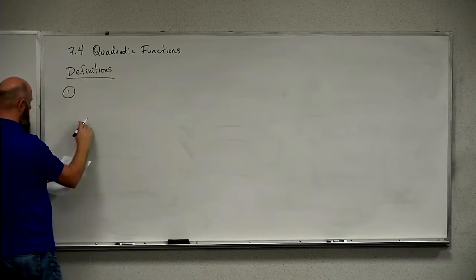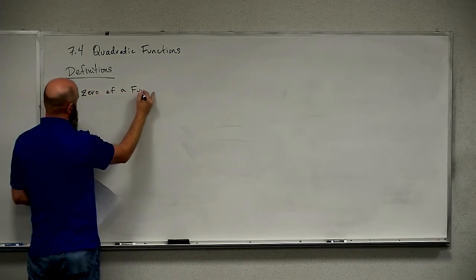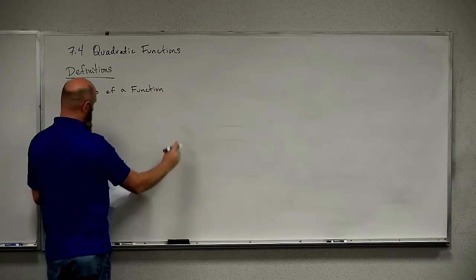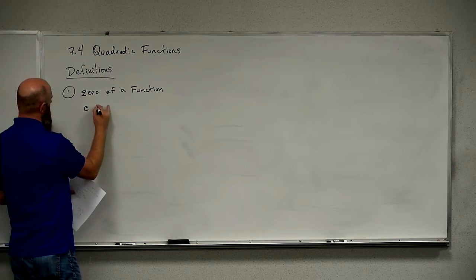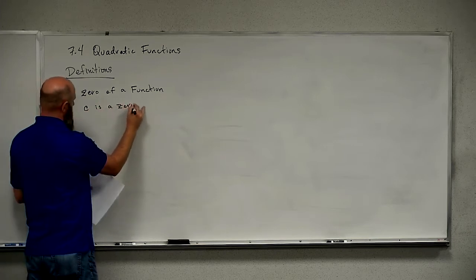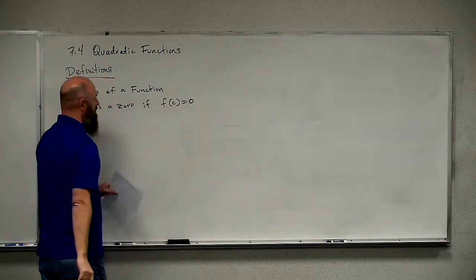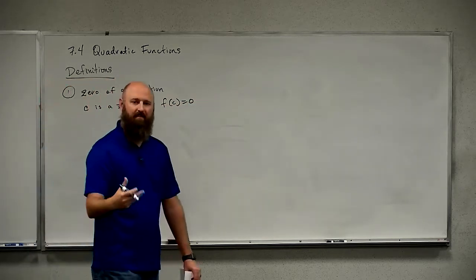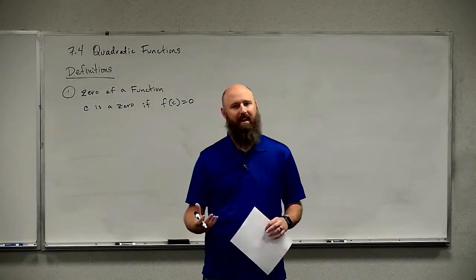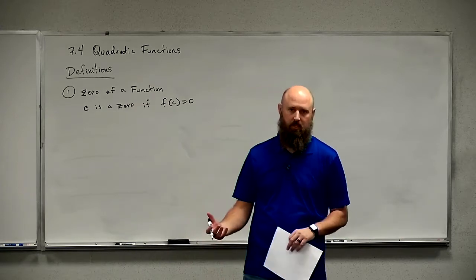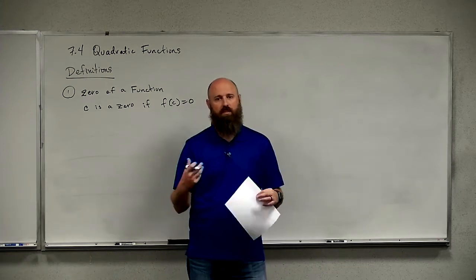So our first one, zero of a function. C is a zero if f of C equals 0. So meaning that if I plug that value into my function and we get our 0, then that value is called a 0 of the function. It's not that it equals 0, it just means that when I plug it in, the result equals 0.